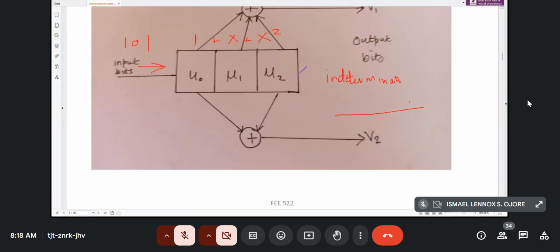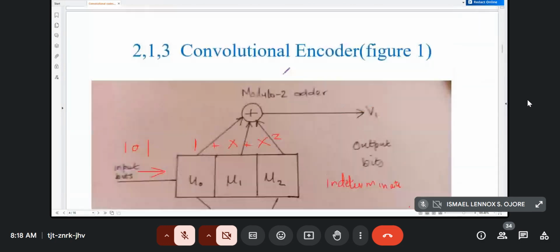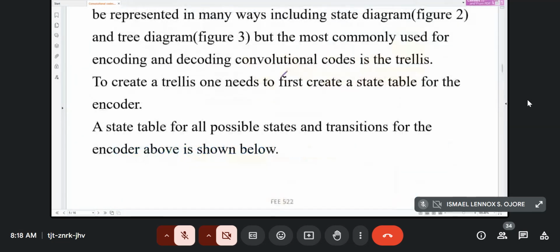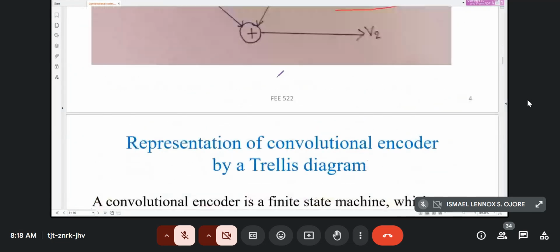So that is your output. These are the two outputs. Now we see how it's used to encode, and after encoding, how we are able to detect. We look at the process of encoding, and then we look at the process of decoding. You can represent this process in many ways, and we look at the different ways.